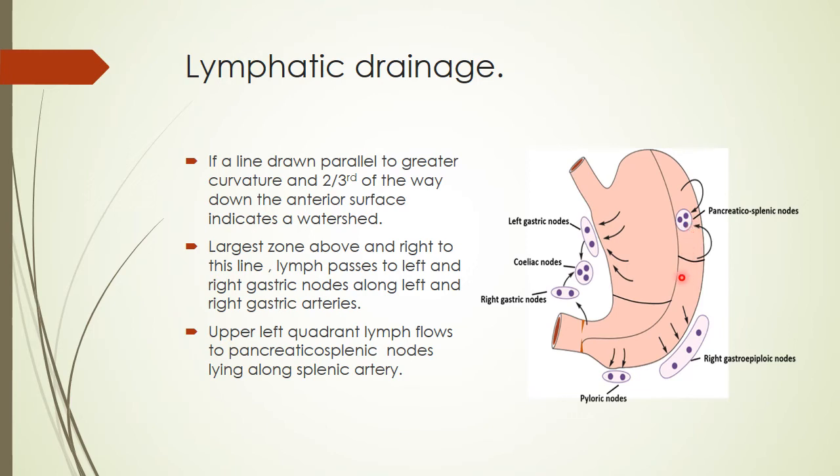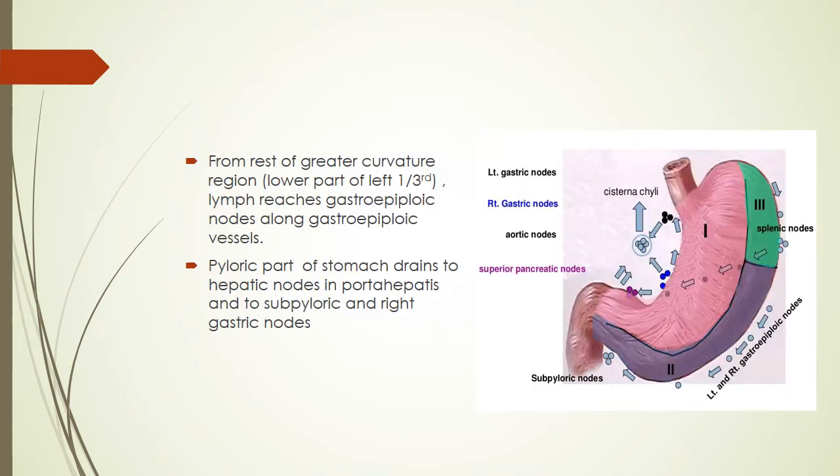Then the area from the rest of the greater curvature region, that is the lower part of the left third, will drain into gastroepiploic nodes along the gastroepiploic vessels, while the pyloric part of the stomach drains in various directions. It may go directly to hepatic nodes in the porta hepatis, or to subpyloric lymph nodes, or to right gastric lymph nodes, but ultimately the whole of the lymphatic drainage reaches the celiac lymph nodes.